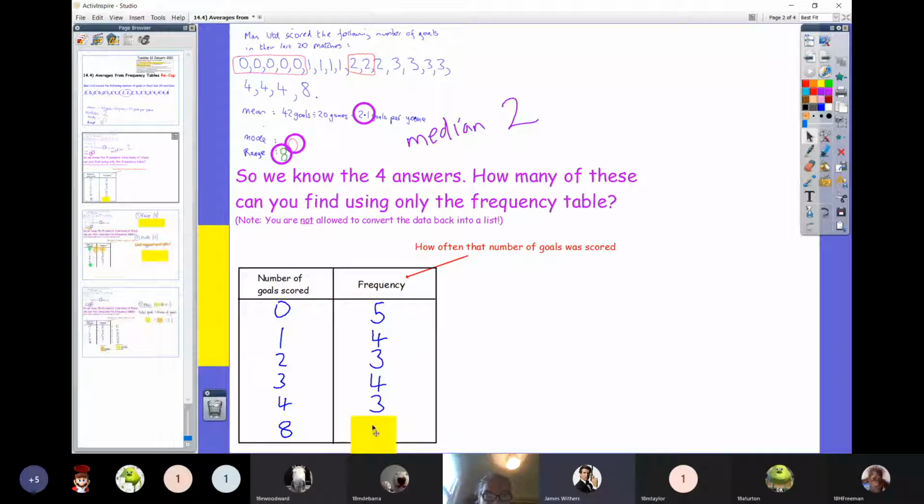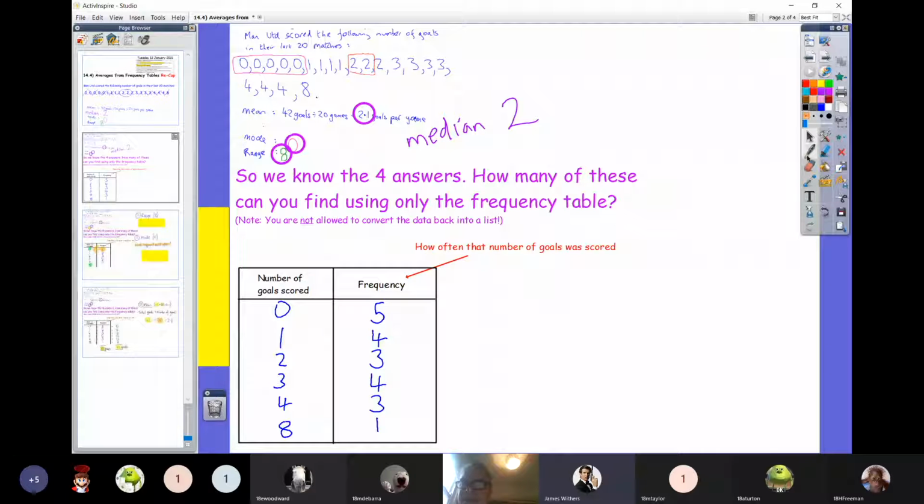Now, our skill is to be able to work out all those various averages and the range using the table. Okay, how would we work out the various answers that we know when we did it by a list? We don't want to have to go back to turning it into a list and working them out. We need to be able to work these out from the table itself.